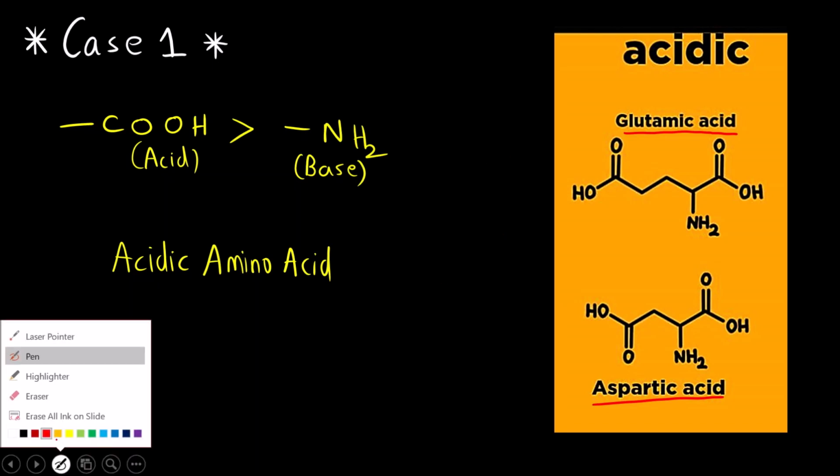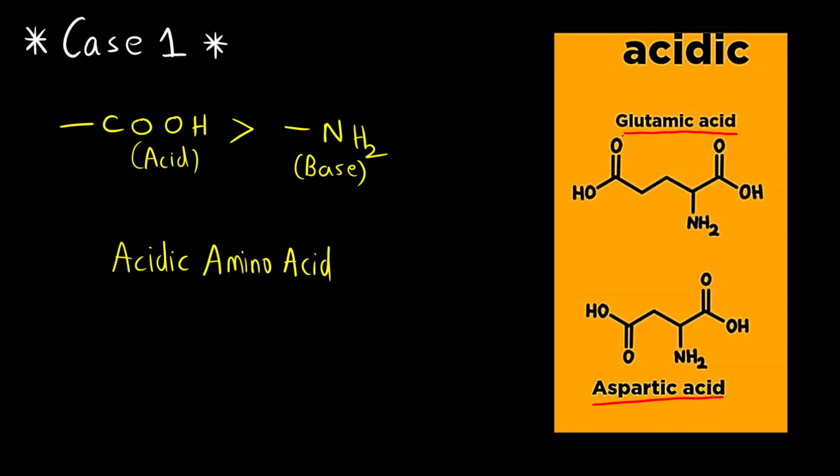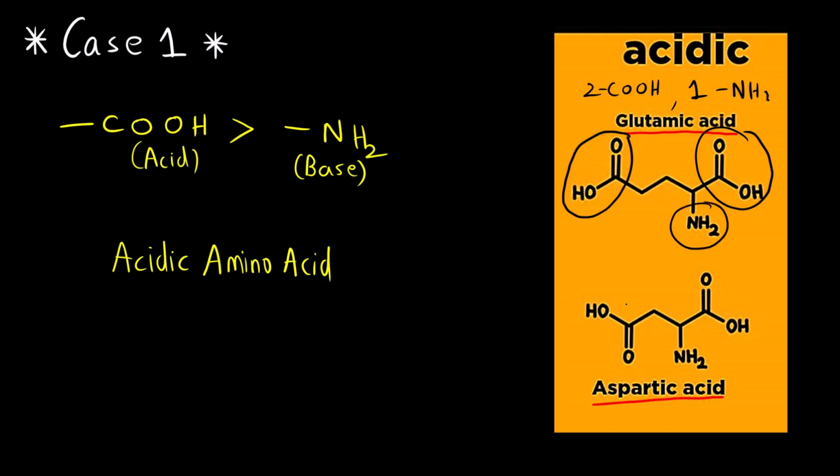In both these structures, you can see the carboxylic acid groups are more. There are two carboxylic acid groups, and only one amine group. Similarly, here also two carboxylic acid groups are present and only one amine group. That is why they are called acidic amino acids. Now let us see case 2.